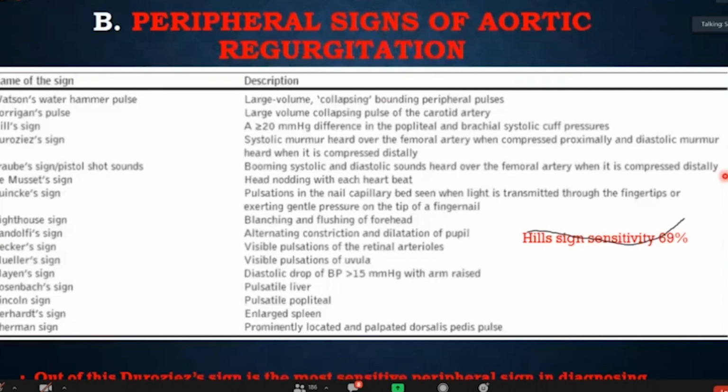Now, what is Hill sign? All of us know Hill sign. It is a difference between the lower limb popliteal BP and the upper limb brachial BP. Mind you, what is actually mentioned is the lower limb popliteal BP. If the difference between the popliteal and the brachial BP is more than 20 mmHg, Hill sign is positive. 20 to 40 is mild, 40 to 60 is moderate, and more than 60 is severe Hill sign. So BP in the lower limb is more than BP in the upper limb.